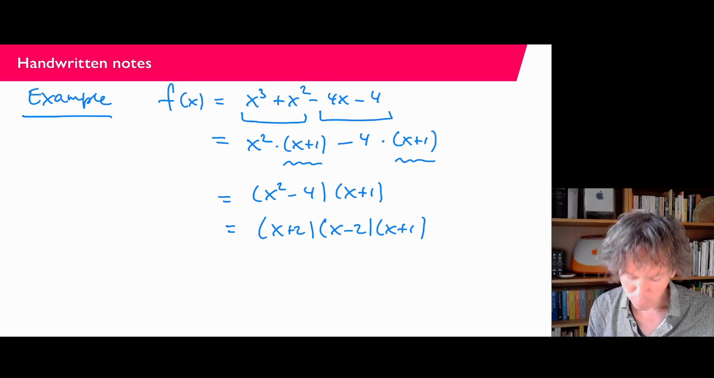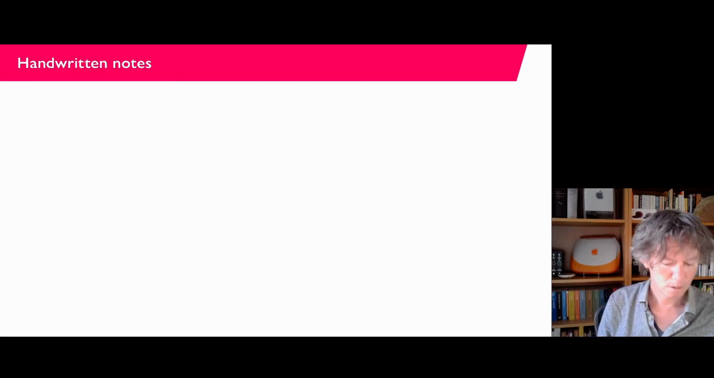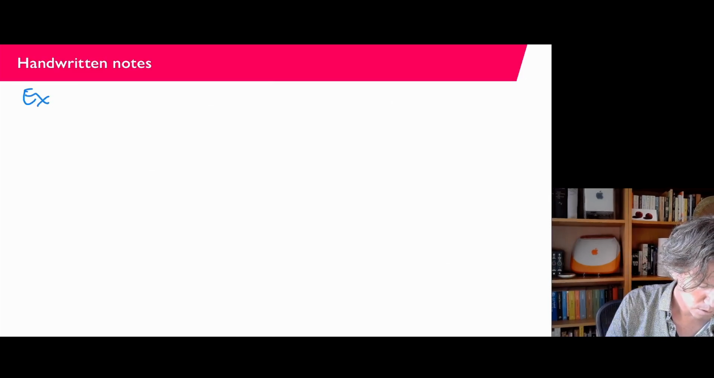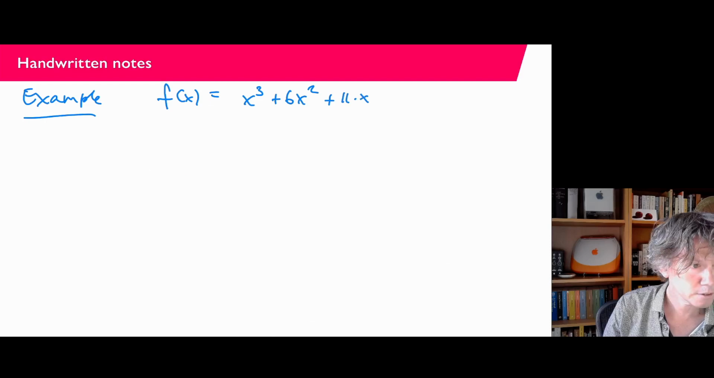The last example that I would like to do here is a little bit more involved. Let me get some paper again. Here we go. So the last example is this one. Let's consider f of x equals x to the power 3 plus 6x squared plus 11 times x plus 6.